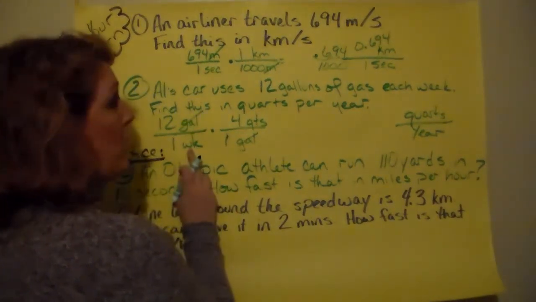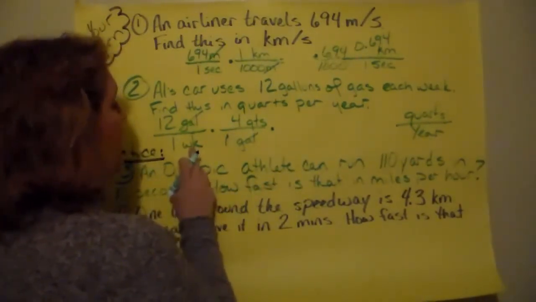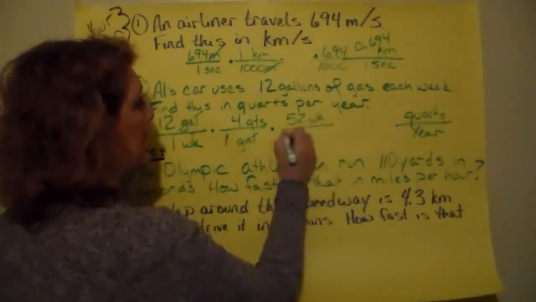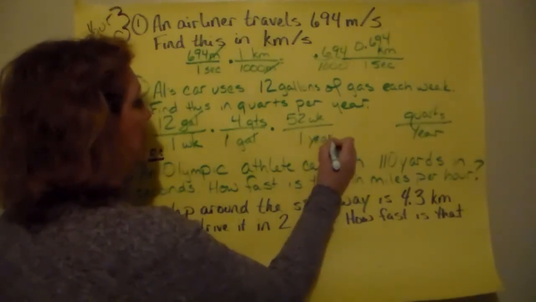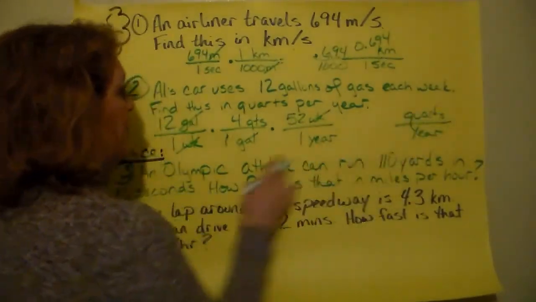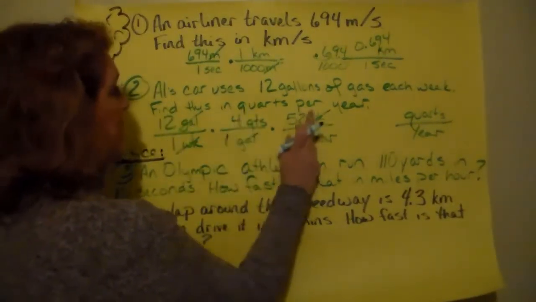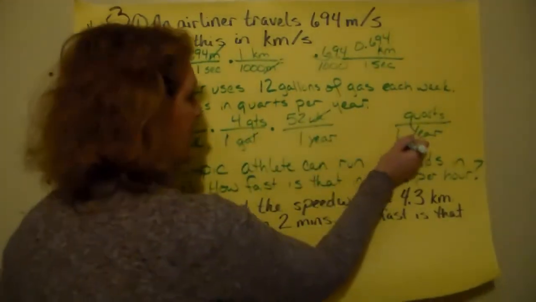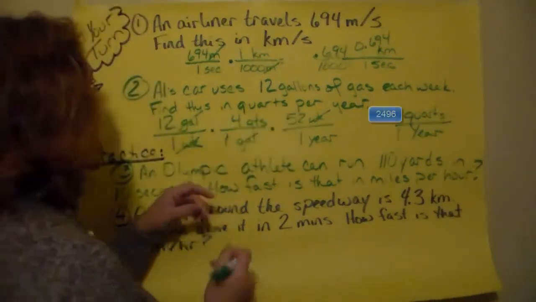Now I got to get from weeks to years. There are 52 weeks in a year. My weeks are on bottom, so I need these weeks on top. 52 weeks in 1 year. So now my weeks cancel out, and all I've got left goes straight to here. So I go 12 times 4 times 52. 1 times 1 times 1. Sweet. This is already done. I don't have to divide at the end. All I've got to do is figure out what 12 times 4 times 52 is.